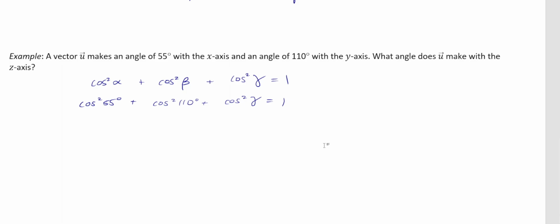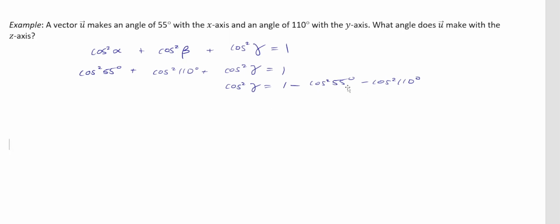So let's isolate cosine squared gamma. Cosine squared gamma is equal to 1 minus cosine squared 55 minus cosine squared 110 degrees. I need to evaluate that and then take the square root of both sides. Notice that I'm going to use an approximate symbol here because we're only going to 3 decimal places for this side of the equation.